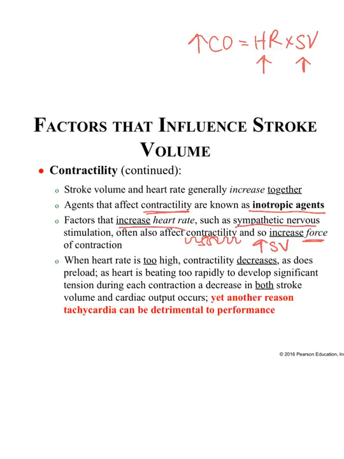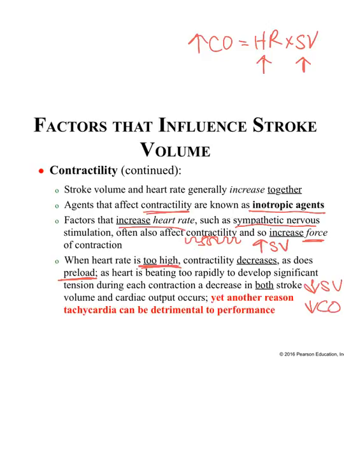When the heart rate gets too high, contractility actually decreases, because if it's beating too fast, you're not giving it enough time to get the oxygen and nutrients that it needs, and you're not allowing the heart enough time to fill, so it's not pumping as much blood out. You're not going to be stretching it as much, so the preload is going to decrease. You're not going to stretch it as much, so it's not going to want to contract. Both of those are going to decrease the stroke volume, which again decreases cardiac output.